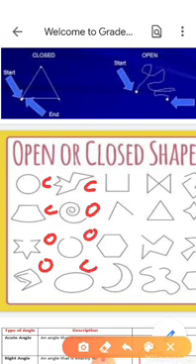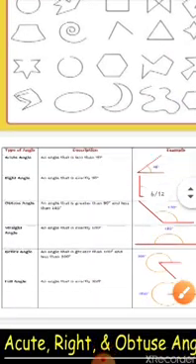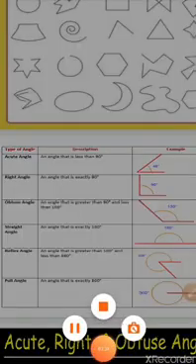This is closed. Closed, open, open, closed, closed, closed, open, open. So you are all aware now. If there is no connectivity, it is open. If there is connectivity and the start and the end points are the same, then it is closed. Okay. So now we are going to see more about angles.